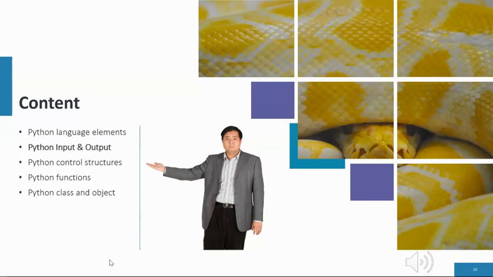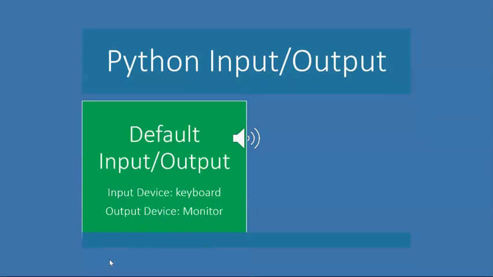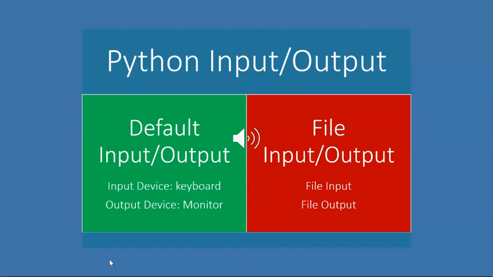Now let's move on to Python input and output. Generally, a program needs input data and output results. Keyboard is the input device, and monitor is the output device. These are the default input and output devices. A program may also use files as input and output devices. We will discuss them in more detail.